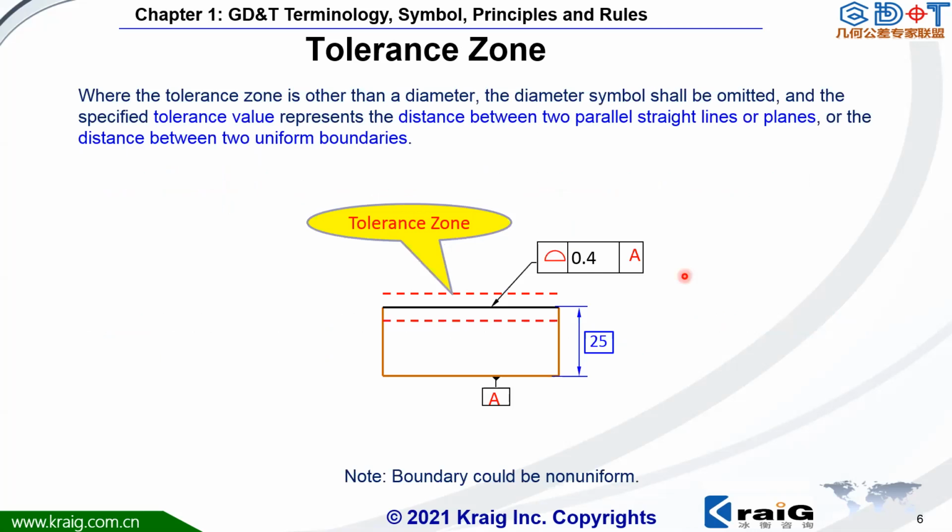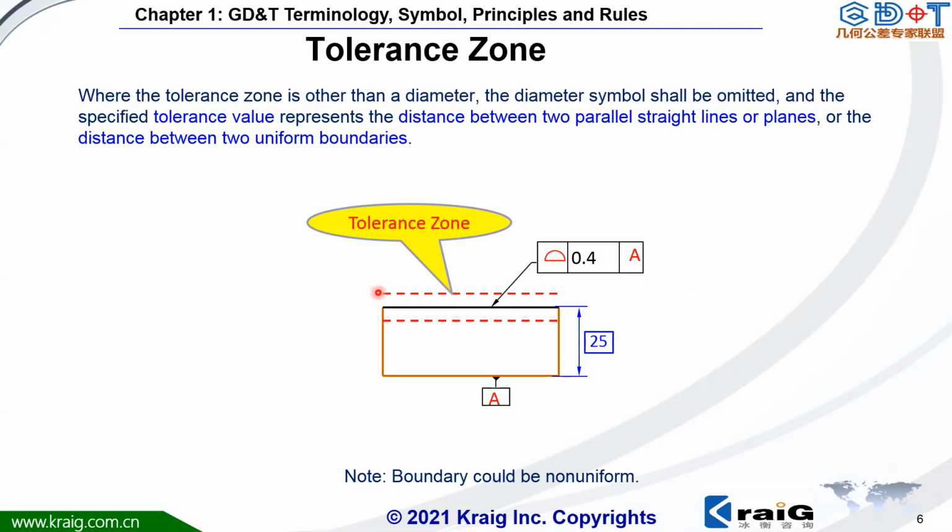We're going to have some examples here. There's a profile tolerance here. 0.4 means tolerance value. This is the value for this tolerance. This value means a zone or space with two parallel surfaces, or two parallel perfect surfaces, 0.4 distance apart.